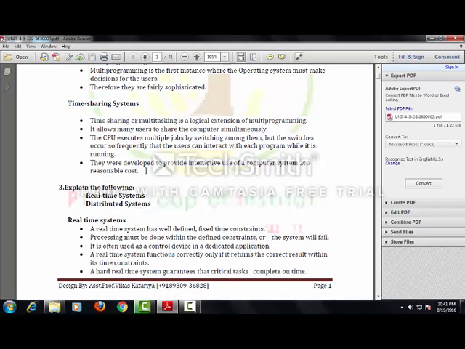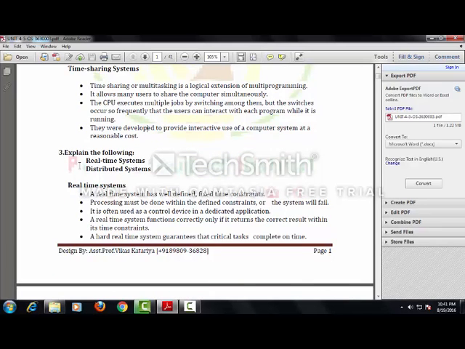Now in this lecture we are going to discuss two types of operating system. One is real-time systems and second one is distributed system. First is real-time system.